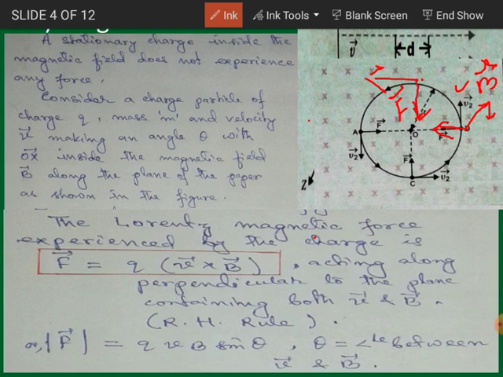That means when the charged particle moves with some velocity V inside the magnetic field, it will experience a force, rather a Lorentz magnetic force, which will act toward the center of the circular path. And if you want to express it in magnitude, it will be q v B sin theta, where theta is the angle between the v vector and the B vector.